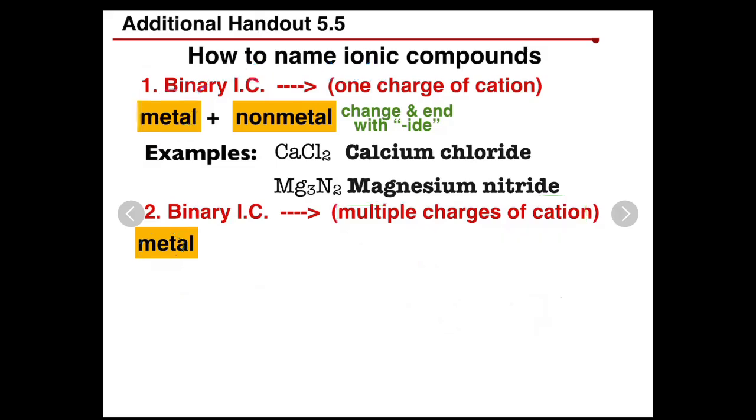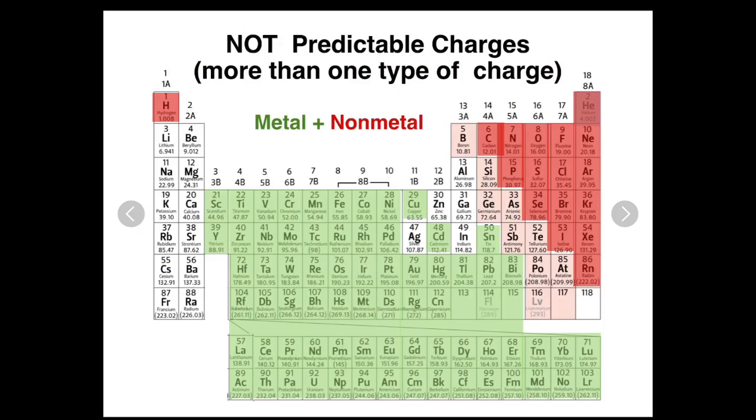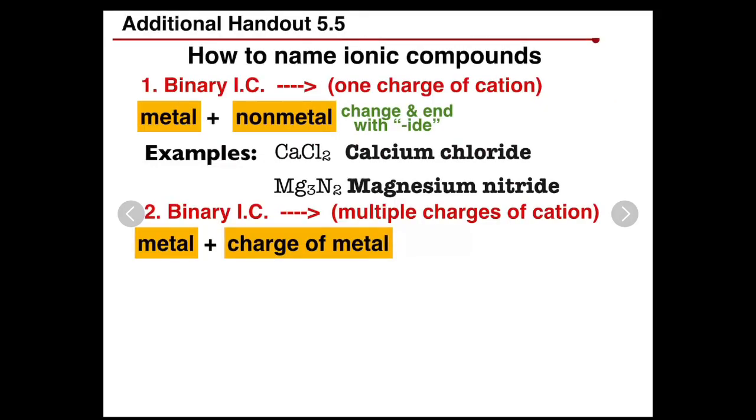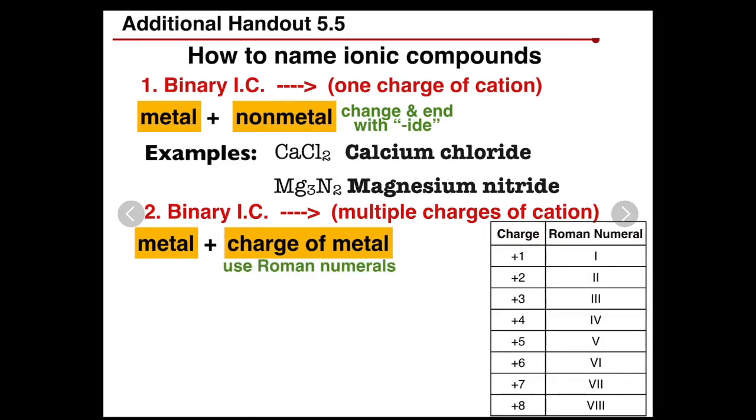So in this case, the metals that have several charges are exactly what is highlighted in green. Okay, so all of these are the ones that we will need to specify their charges. And how do we specify the charges of the metal? You are going to use Roman numerals. Here is the list of Roman numerals. +1 would be just that 1 right there, all the way to +8, right?